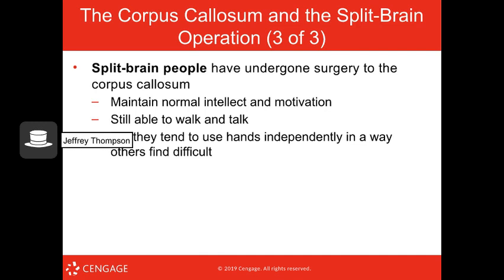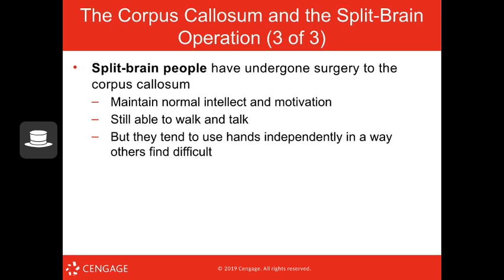There are people who have had their corpus callosum split. So they have had a split brain procedure and they maintain their intellect. They're still motivated. It's not like a prefrontal lobotomy where they're kind of just dull and not really interested in the world and just sedated. They're still able to walk and talk, but sometimes they use their hands independently in a way that other people might see as difficult.